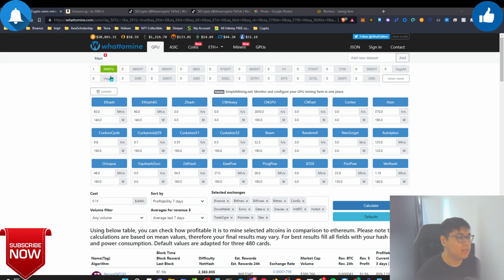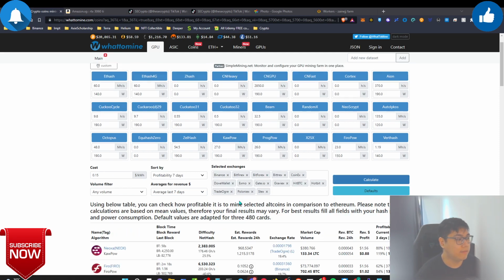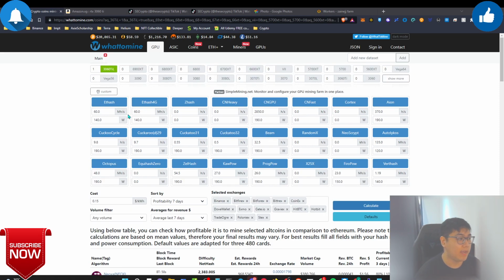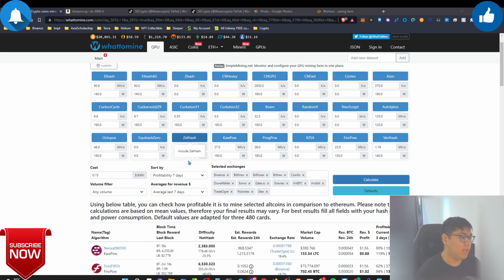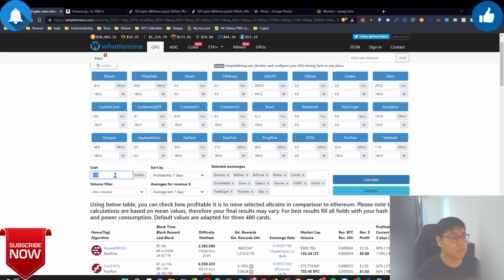So first of all, people will head over to WhatToMine, basically a mining calculator, to enter the GPU you want to buy, and it will give you, for Ethereum, 60 megahash and a power of 140 watts. Then you enter your electricity cost, on average maybe 0.15, and you do the profitability by 7 days average, which I like to do because 24 hours is too short a period to see the outcome.